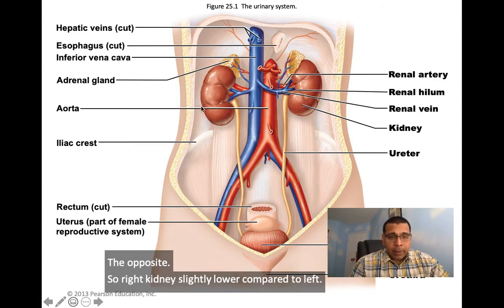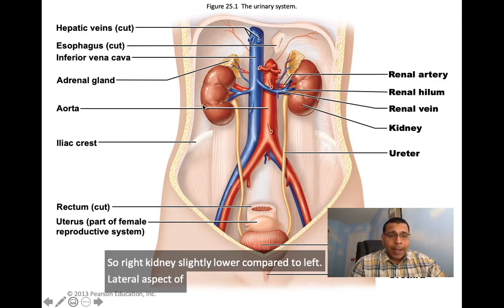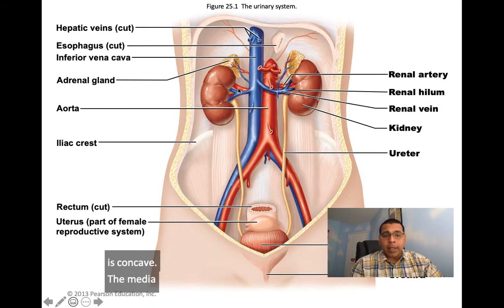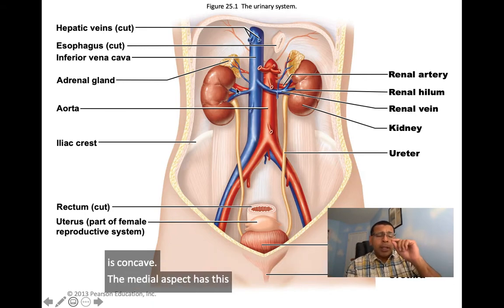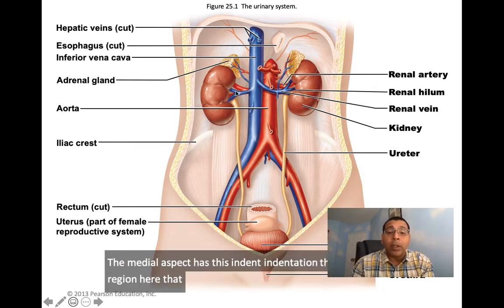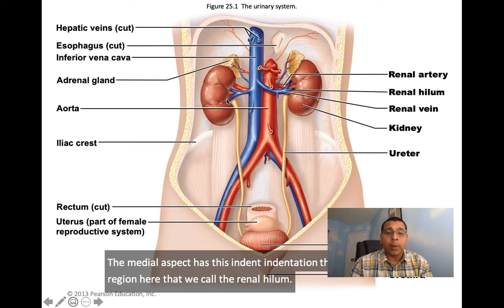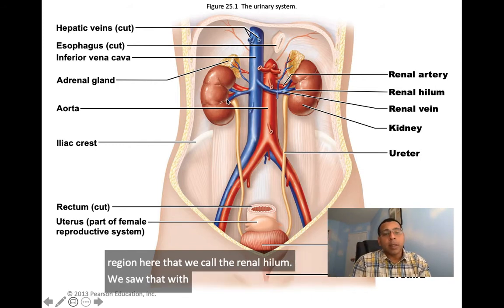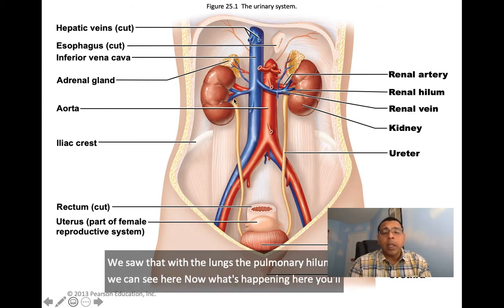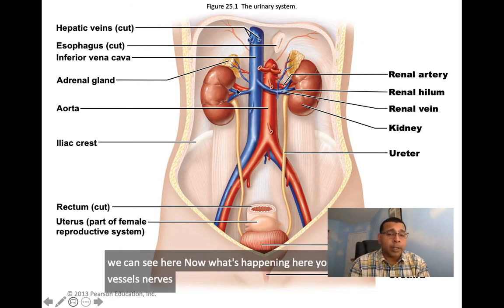When you look at the kidneys, the lateral aspect of the kidneys is convex, while the medial aspect is concave. The medial aspect has this indented region here that we call the renal hilum. We saw that with the lungs, the pulmonary hilum. Same thing we can see here. Now, what's happening here? You'll see blood vessels, nerves, and the ureters entering and exiting the organs.